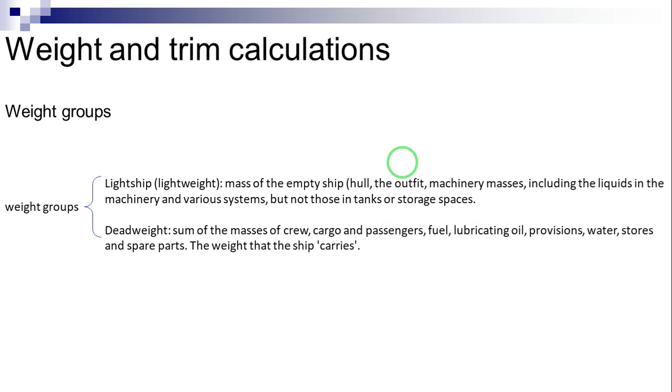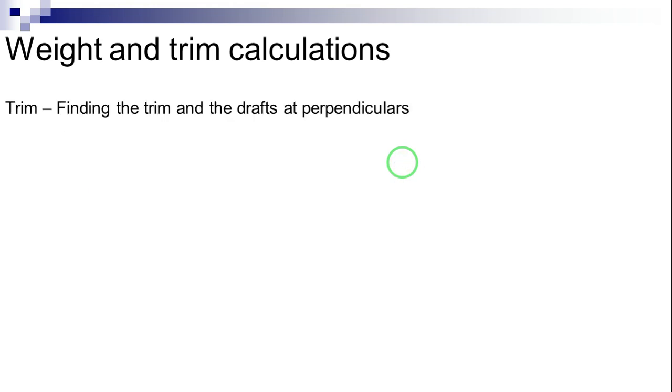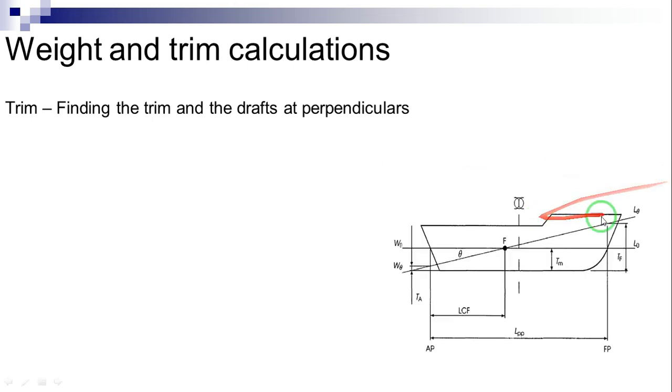Trim. Finding the trim and the drafts at perpendiculars. In this figure, we consider a ship initially on even keel. The corresponding waterline is W0, L0. Let us assume that the ship trims, reaching a new waterline, W theta, L theta. If the trim angle theta is small, and for normal loading conditions it is always small, the intersection line of the two waterlines, W0, L0 and W theta, L theta, passes through the center of flotation, F, of the initial waterplane.